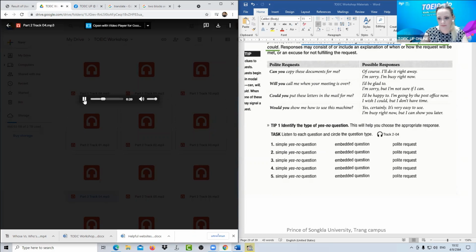Number 2. Has the bus left yet? A, B, or C? A. That is your simple yes/no question. What is the information requested? Has the bus left yet? You are looking for a simple yes/no response, or with additional information like, no, it's still coming, or no, it's standing over there, or yes, it left already, right? Let's look at number 3.